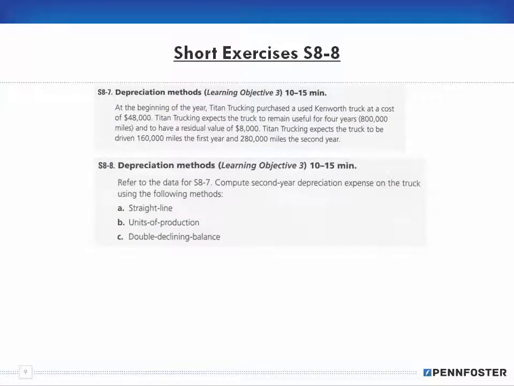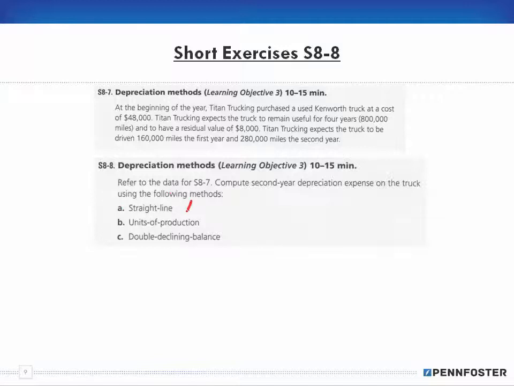8-8 again is depreciation, and this is for the second year. All right, so let's just continue on, since I've already done all of the math for the previous one, and for 8-7. It says here, refer to the data for 8-7, compute second year depreciation expense on the truck using the same methods.